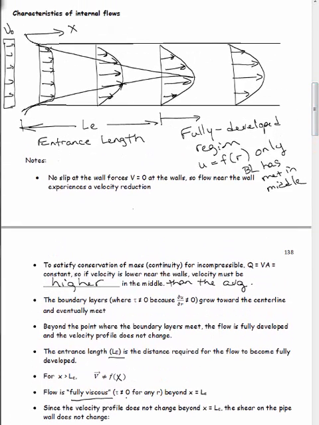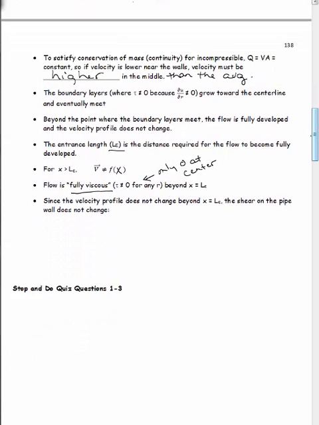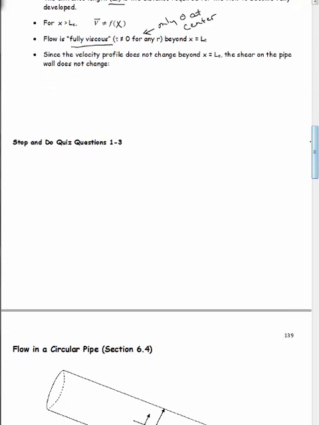And this isn't quite true. This is not the lie of the day, but shear stress is only 0 at the center beyond the entrance length. Okay. So stop here and do quiz questions 1 through 3.